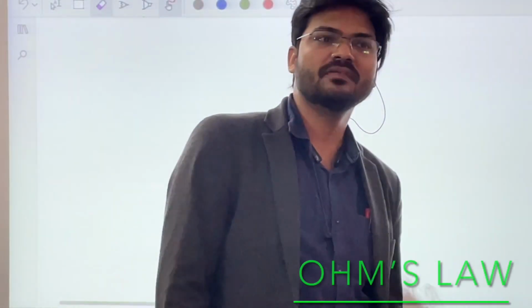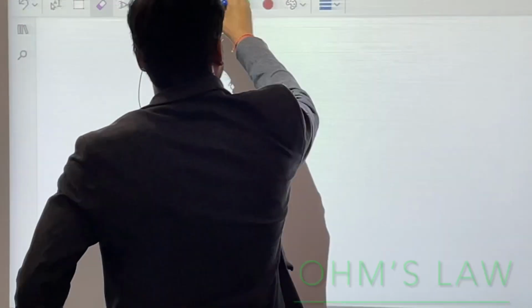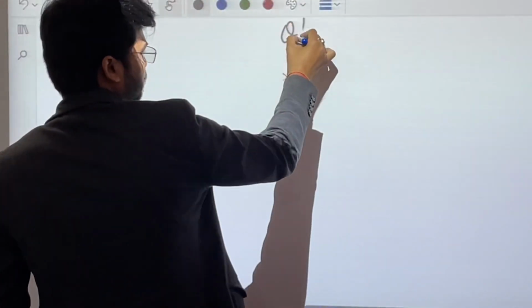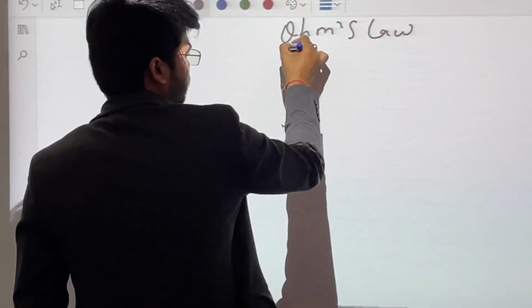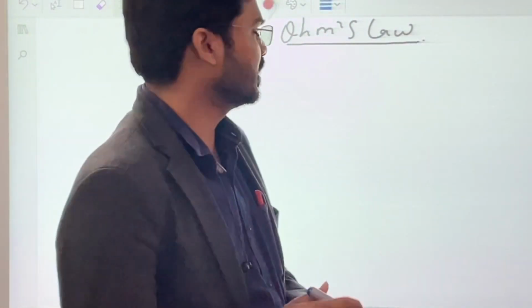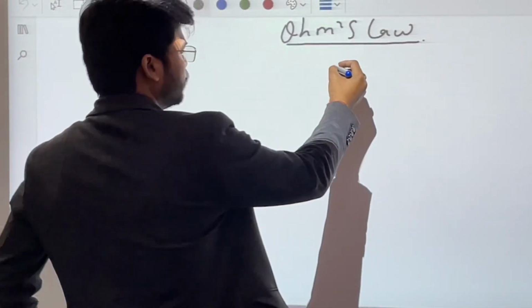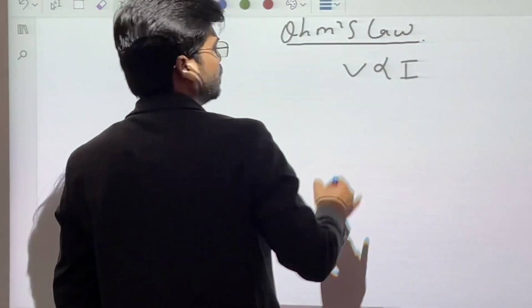Hello students, today we will discuss Ohm's law. So, what is Ohm's law? It states that if physical conditions remain the same or constant, then electric potential is directly proportional to the current. V is directly proportional to I.